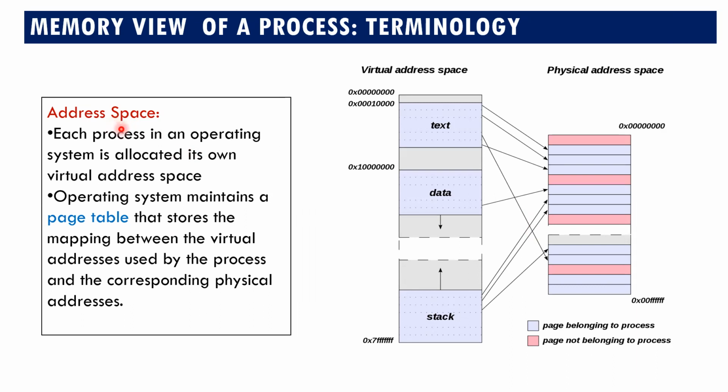Next term is address space. Each process in an operating system is allocated its own virtual address space. The operating system maintains a page table that stores the mapping between the virtual addresses used by the process and the corresponding physical addresses. That means the process need not always be in the main memory. Whenever it is in the ready state or in the waiting state, it can be brought to the virtual address space. So for each process, a page table has to be maintained in order to store the virtual addresses corresponding to the physical addresses. Such storage is called the page table.